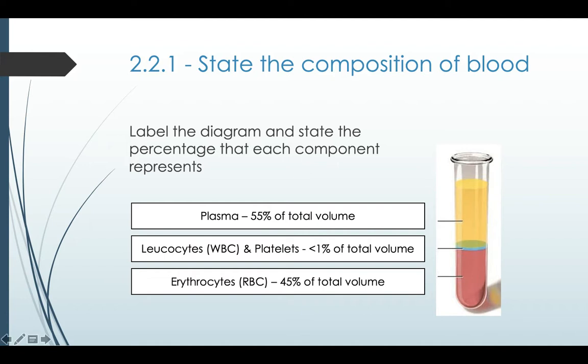Next section, leukocytes, or white blood cells, and platelets. They make up a really small amount of the total volume of blood. Finally, we have erythrocytes, or red blood cells, which make up approximately 45% of the total volume of blood.